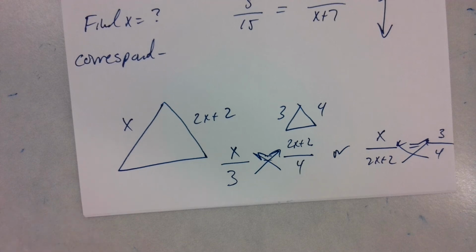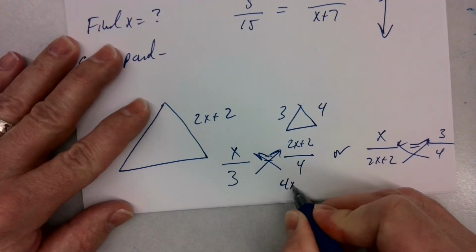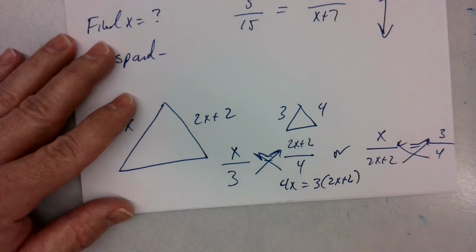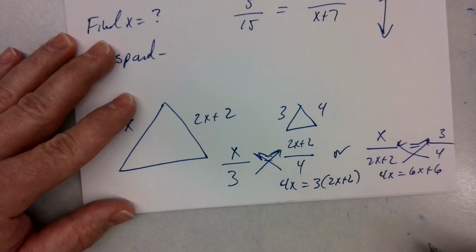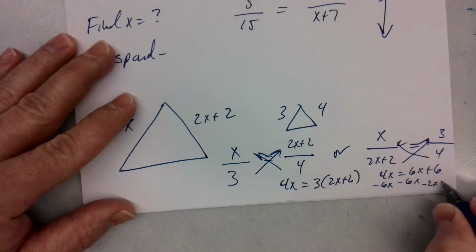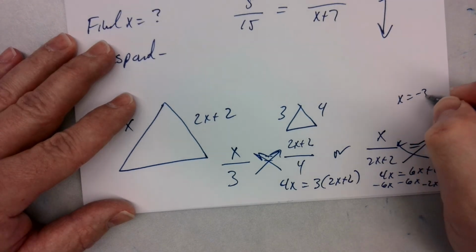There's 6 different ways. There might be 8 different ways you could write them, because it could be in the numerator or the denominator. But no matter what, you're going to end up with 4x equals 3 times 2x plus 2, right? Which is going to give you 4x equals 6x plus 6. I'm going to do what? Minus 6x, right? I'm going to get negative 2x equals 6. x equals negative 3.